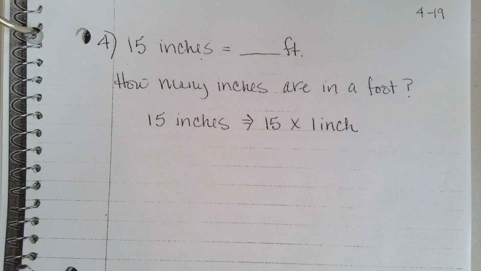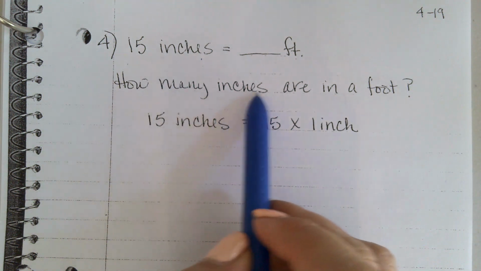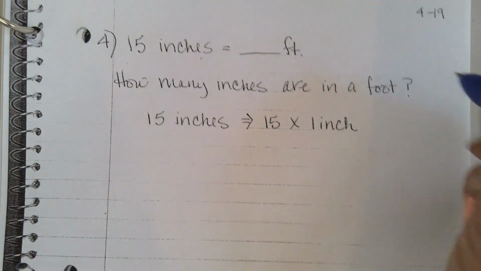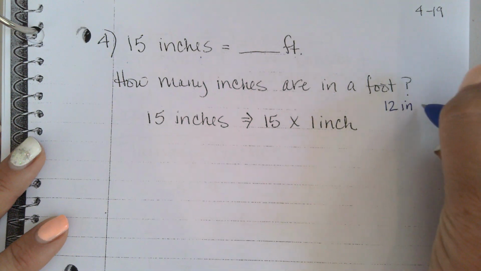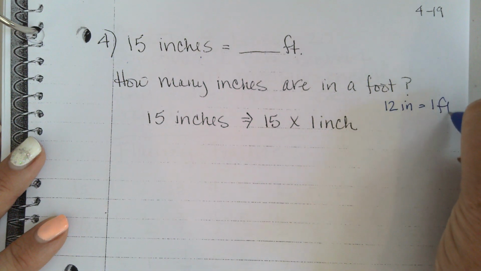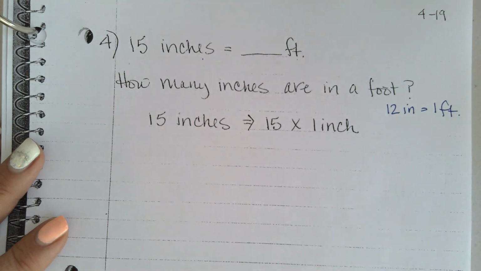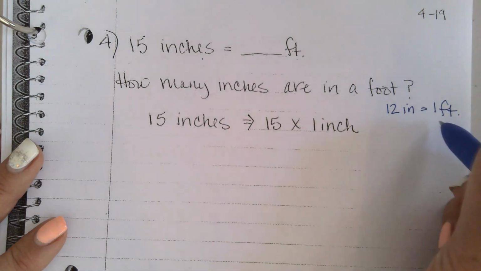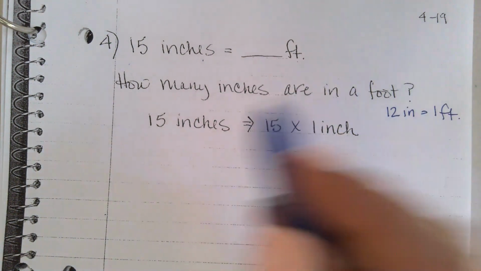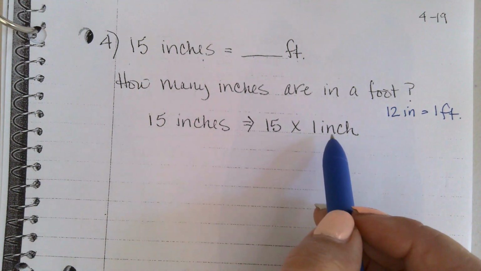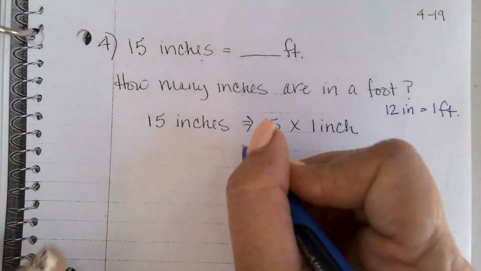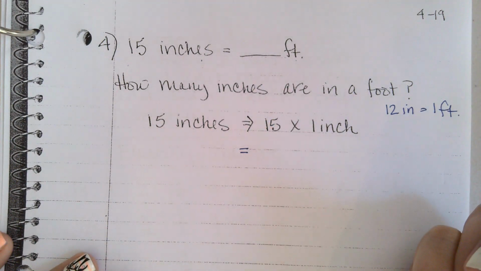So how can we start this off? So we know how many inches are in 1 foot. Well, we know there are 12 inches in 1 foot, right? Okay, keep that in mind. 12 inches in 1 foot. But now we have 15 inches. We have 15 copies of 1 inch. What are we going to write next?